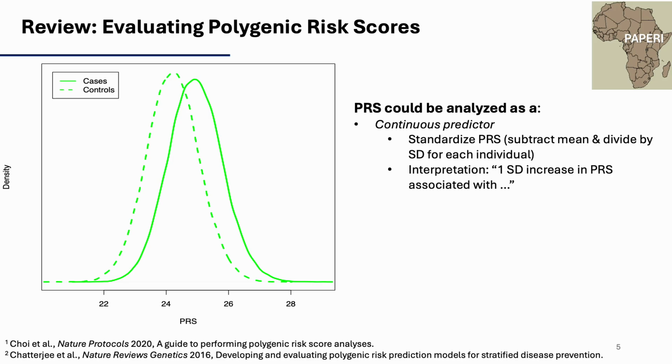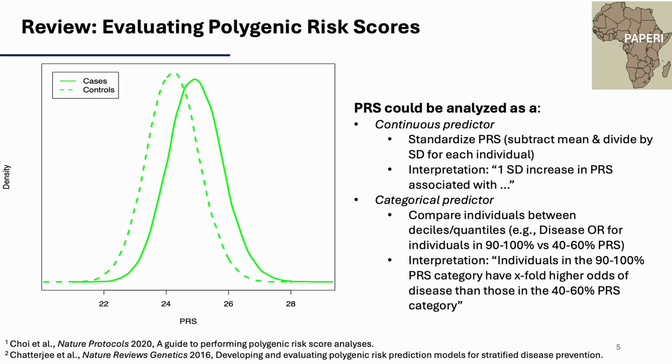There's a couple ways that we like to analyze polygenic risk scores. We can analyze them as a continuous predictor, where we'd often standardize the PRS, and then we can interpret the results such as each standard deviation unit increase in PRS is associated with X-fold increased disease risk.